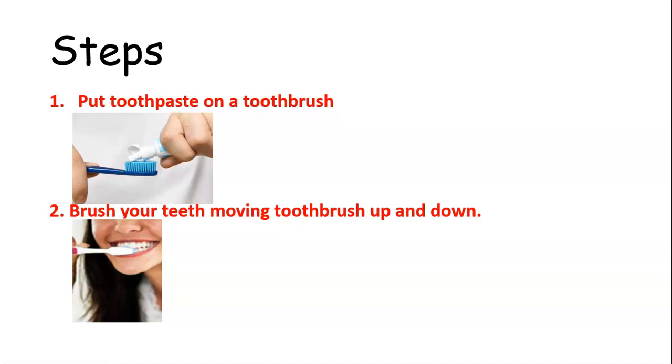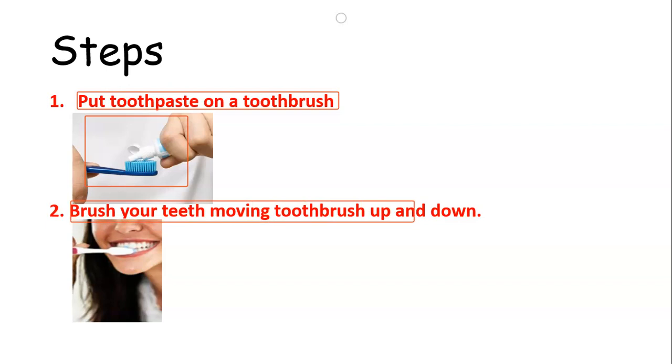Step number one, we are supposed to put toothpaste on a toothbrush. You see, from this image, someone is applying toothpaste on their toothbrush. So that is always the first step. And now, after applying the toothpaste to the toothbrush, the second step is you brush your teeth, moving the toothbrush up and down like this. From this image, you can see someone is brushing their teeth.